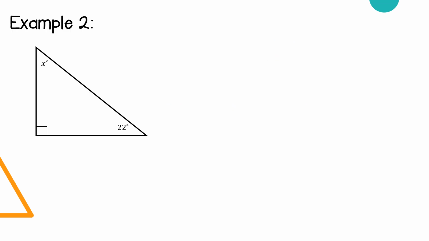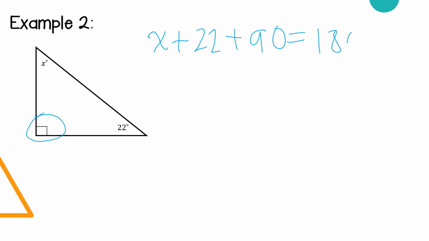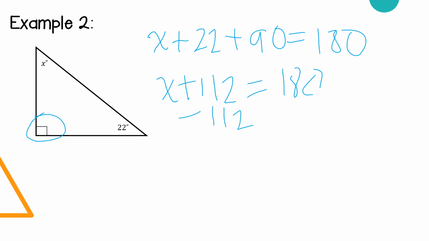For example 2, if I add x to 22 to 90, remember that this angle right here, that little mark, means it's 90 degrees. That should equal 180. So 22 plus 90 is 112. And then we're going to subtract 112 from both sides. So 180 minus 112 will give us 68 for x.